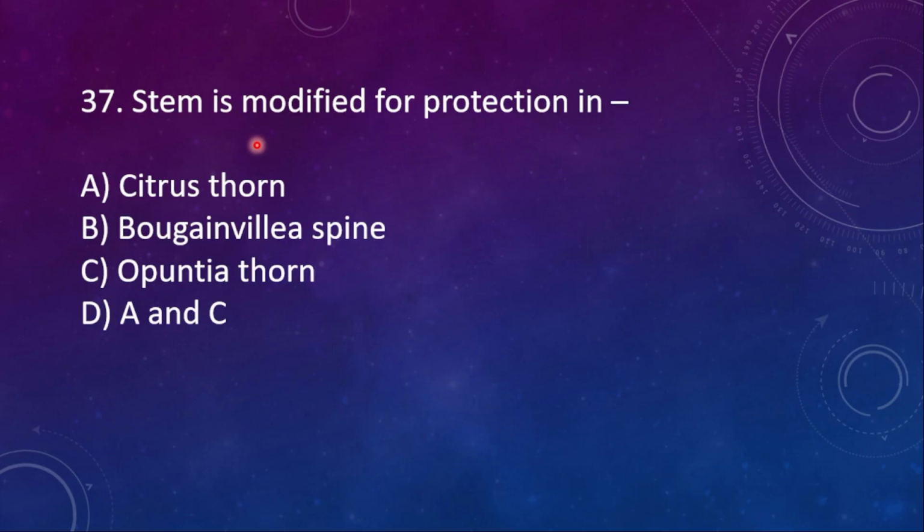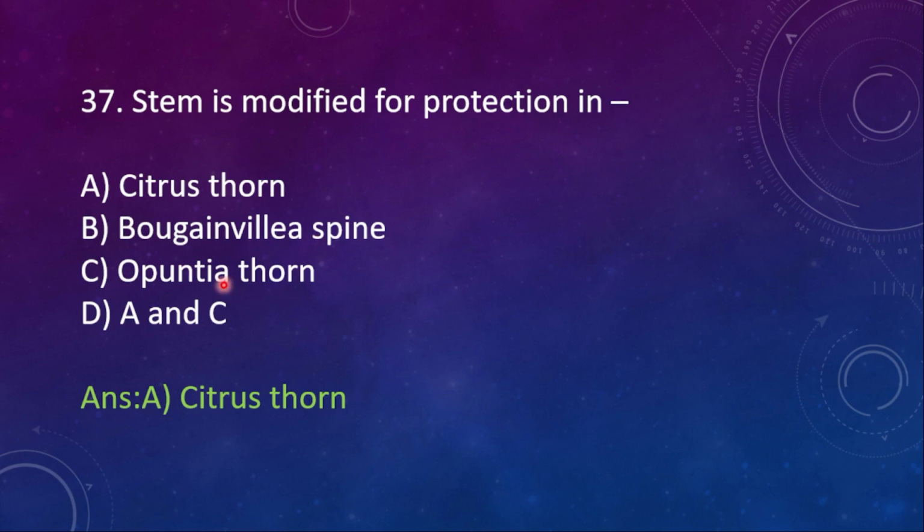37th one, stem is modified for the purpose of protection in which of the following? Option A, citrus thorn; option B, bougainvillea spine; option C, opuntia thorn; and option D, A and C. Here the right option is citrus thorn.